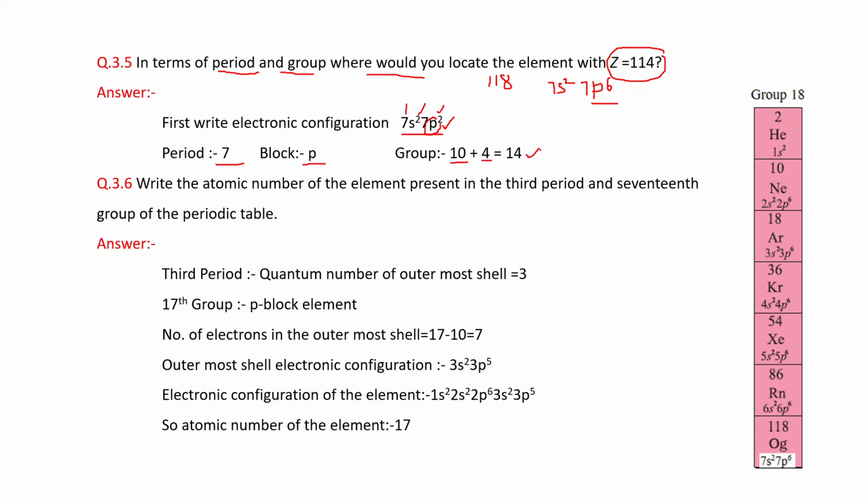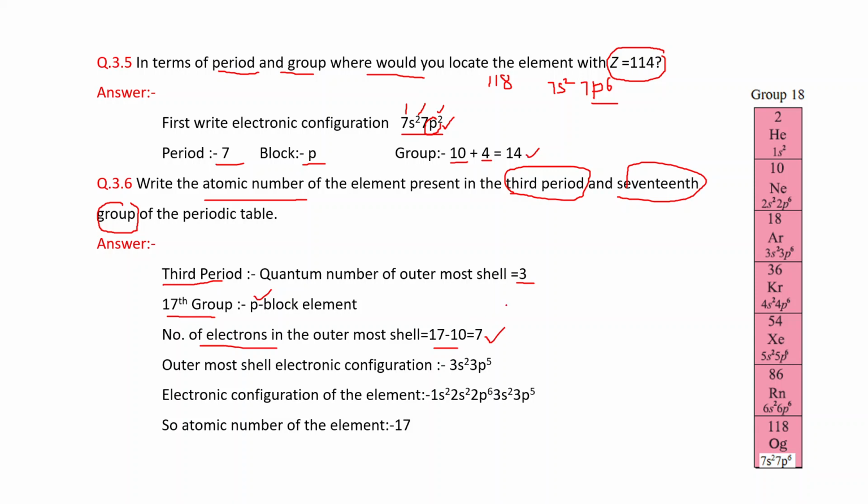Group is 14. Now write the atomic number of the element present in the third period and 17th group. Now in this case, group and period number are given to us, and we have to find out the atomic number. Third period means the quantum number of the outermost shell is 3. And this belongs to the 17th group. That's why this is a p block element. And if this is a p block element, we can find out the number of valence electrons, or the number of electrons present in the outermost shell. That is 17 minus 10. This is equal to 7.